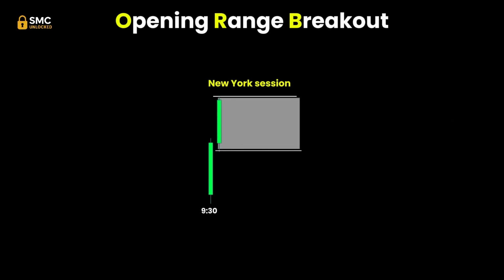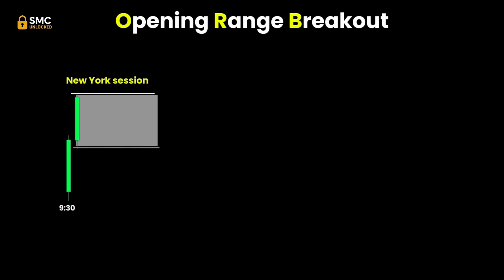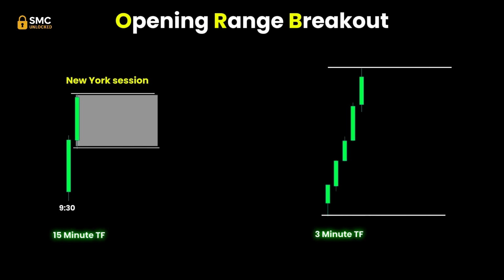Once we've marked the opening range on the chart, the next step is to shift to a 3-minute time frame for entry. We use the 3-minute time frame because entries taken on the 1-minute time frame often result in false signals. Now comes the most important part: which entry model to use when trading the opening range breakout strategy. There are 3 types of entry models.